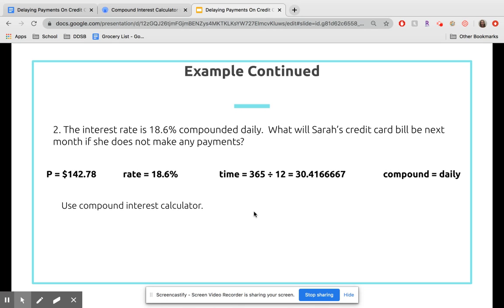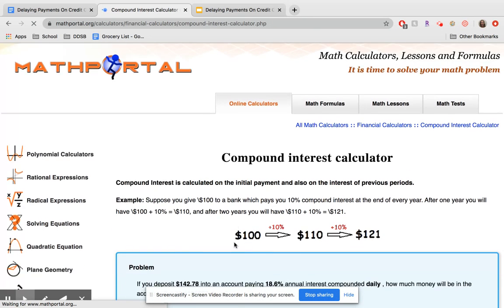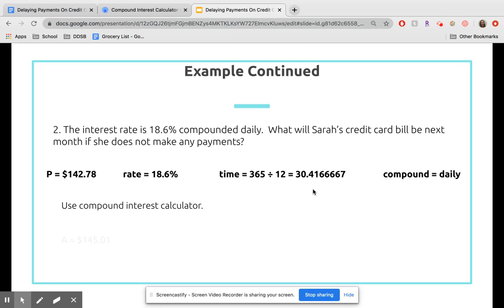So we're going to use the compound interest calculator. We plug all those values in, put it to days, and then we find compound interest. The amount is $145.01 and the interest amount is $2.23. So her new credit card bill will be $145.01, which is a difference from $142.78. So that $2.23 is the amount she now has to pay in interest.